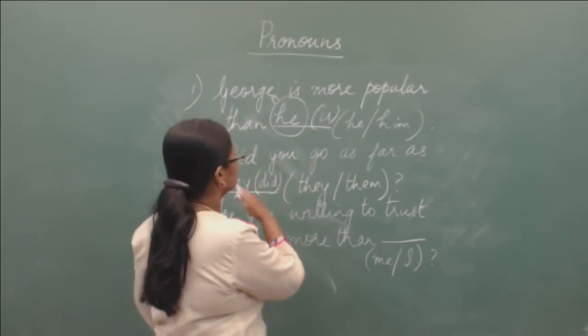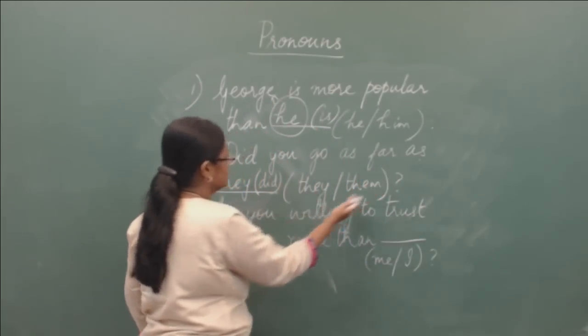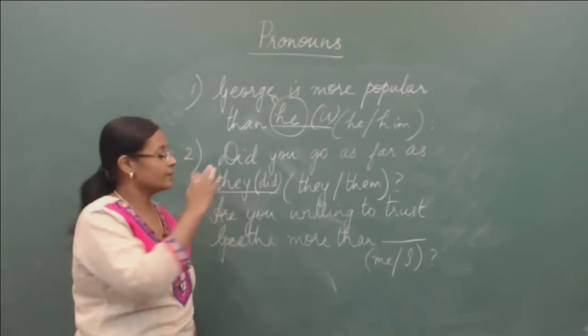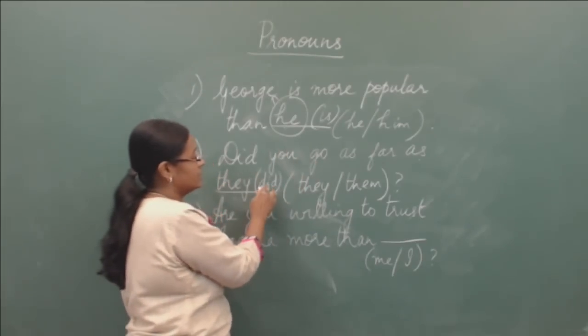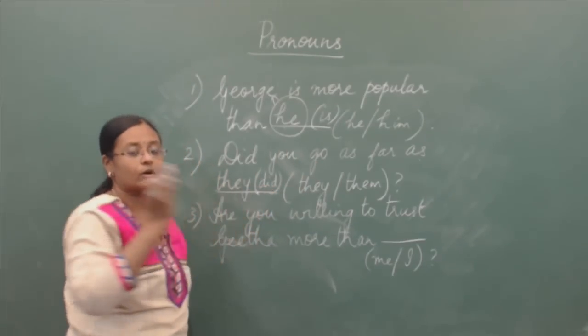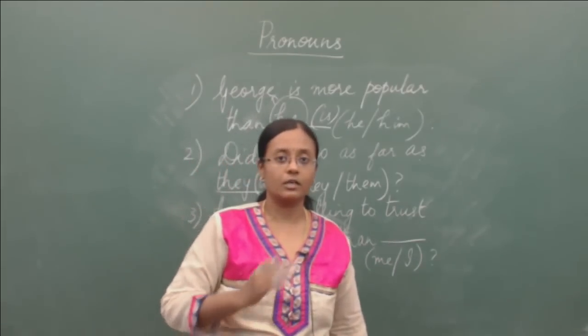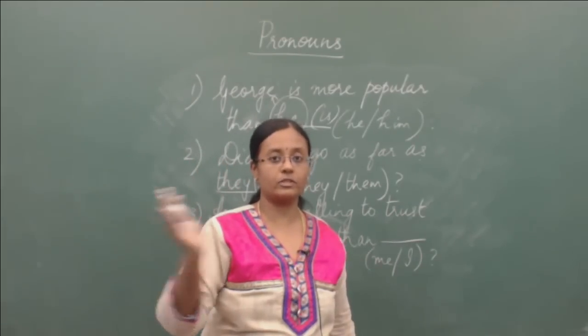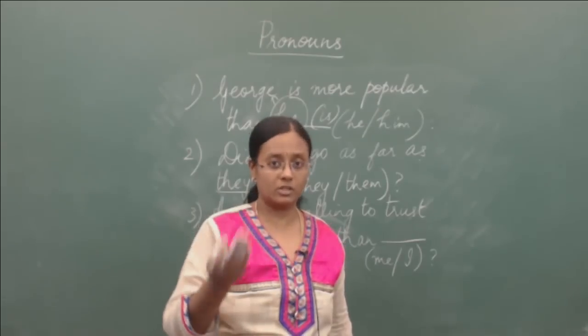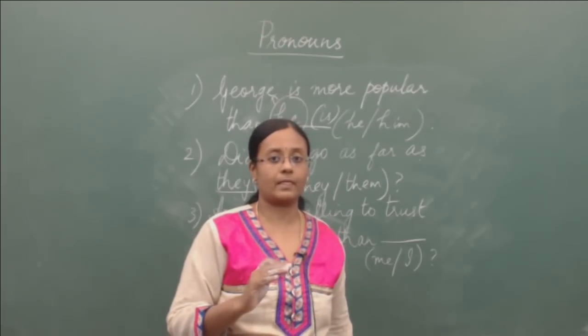Did you play as well as they played? Same way, did you go as far as they? They means they did. Did again, here we are using only the auxiliary verb, the helping verb. That is the short answer. We don't use the full form. We just stop with the helping verb just to make it more effective.